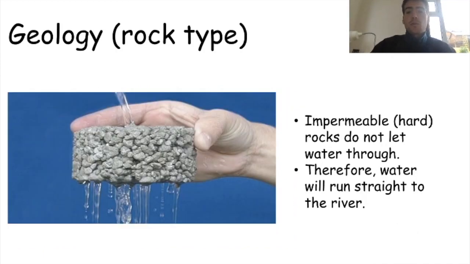Geology, so this is quite a difficult one. Impermeable, which means hard, those impermeable rocks do not let water through them. So if you've got a type of rock underneath the soil which is impermeable, the water will run along the top of it and go straight to the river. The quicker that water gets to the river, the more likely that there's going to be flooding.